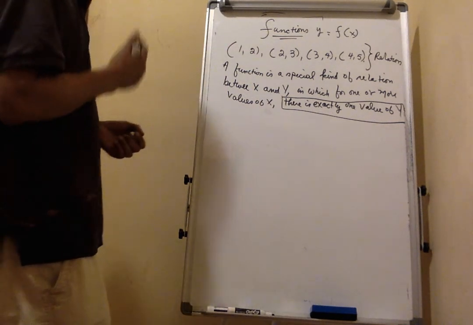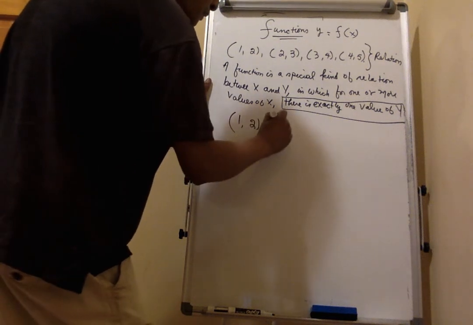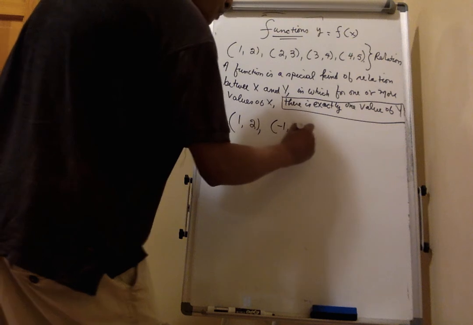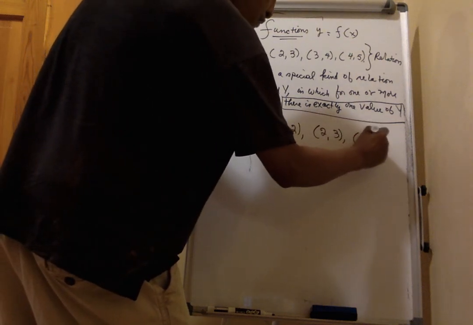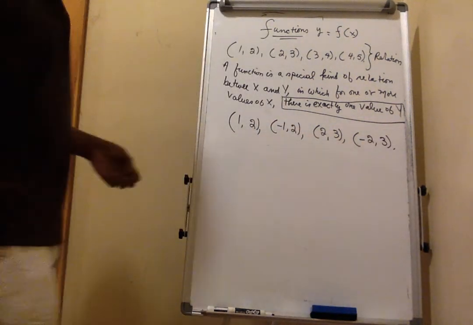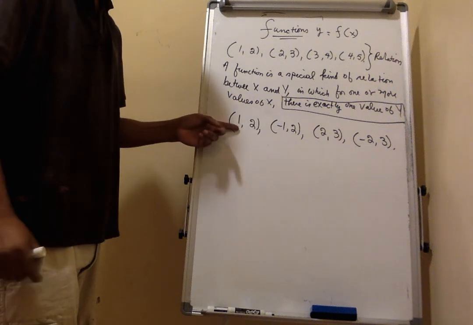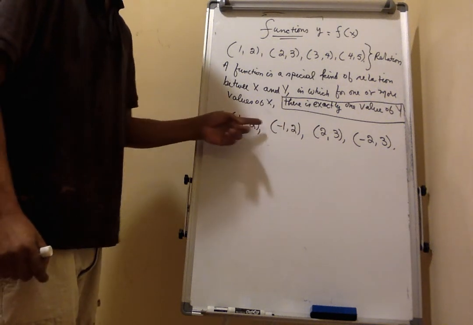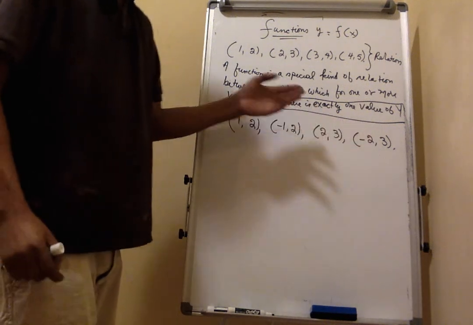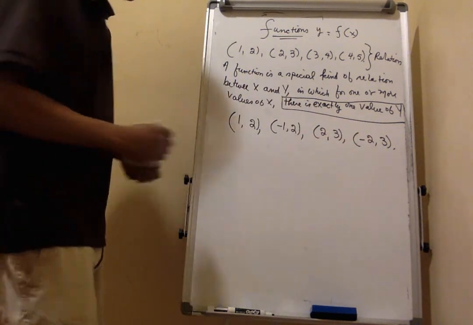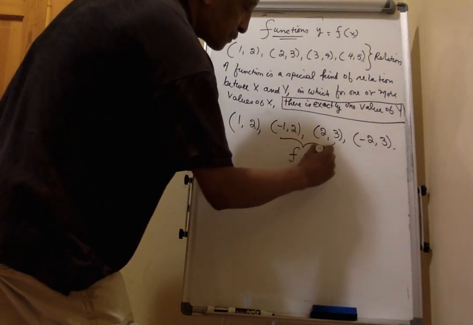Another example of a function would be 1 and 2, negative 1 and 2, 2 and 3, negative 2 and 3. We have now two different values of x, but we have one value of y. Again, it satisfies our definition of a function, so this is also a function.